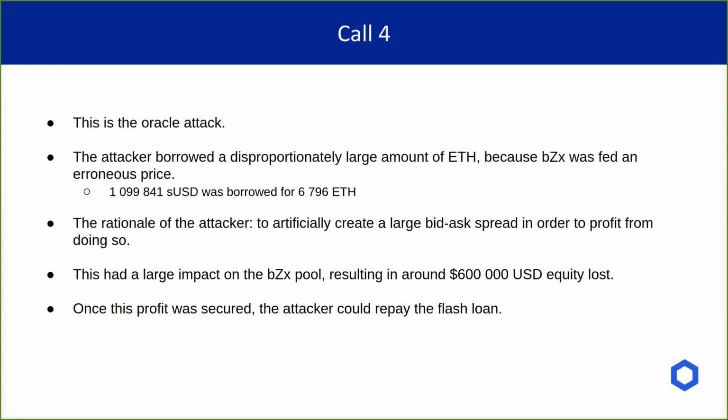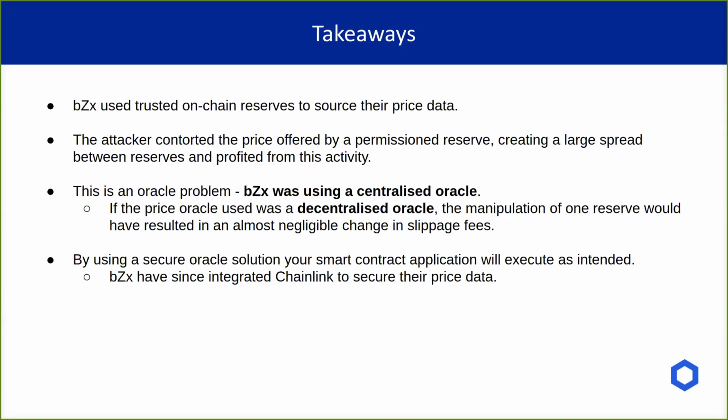So this had a huge impact on the BZX pool. It resulted in about 600,000 US dollars in equity being lost. And once this profit was secured, the attacker could actually repay their flash loan. So the takeaways here, I think the most important one is that using permissioned on-chain reserves to source price data has some inherent vulnerability. The attacker contorted the price offered. If you can contort the price offered by a permissioned reserve, you can create very large spreads between reserves and you can profit from this activity.